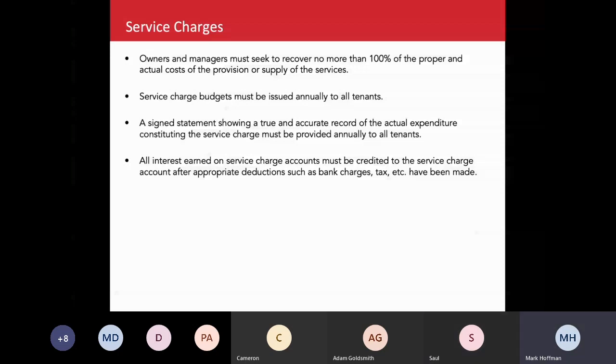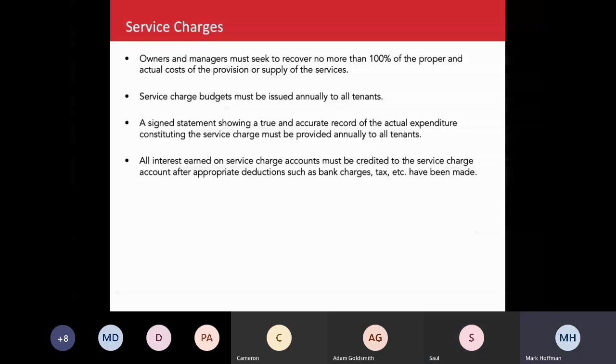Service charge budgets must be issued annually to all tenants. A signed statement showing a true and accurate record of the actual expenditure constituting the service charge must be provided annually to all tenants. All interest earned on service charge accounts must be credited to the service charge account after appropriate deductions, such as bank charges, tax, etc., have been made.